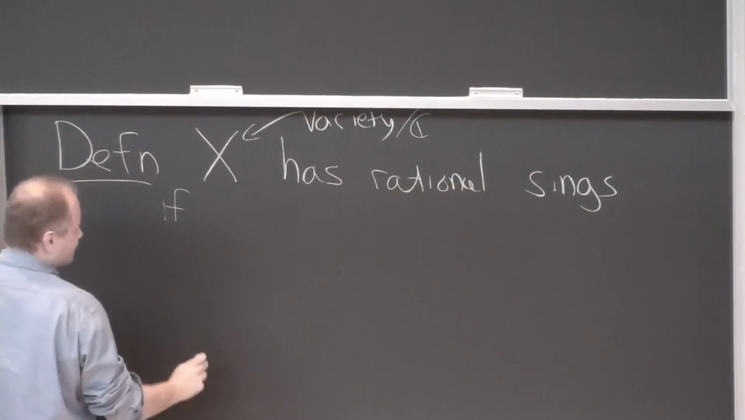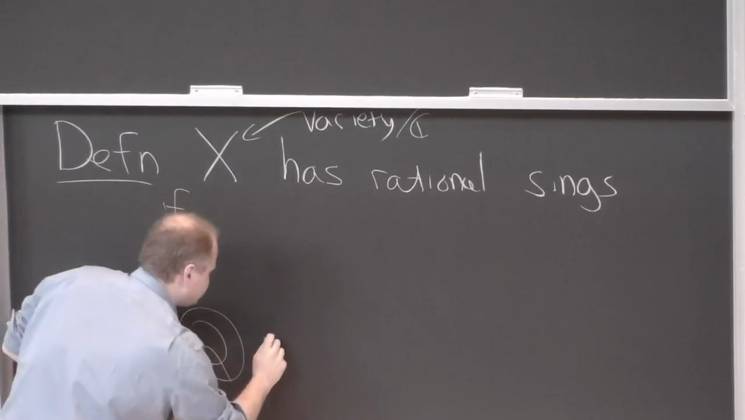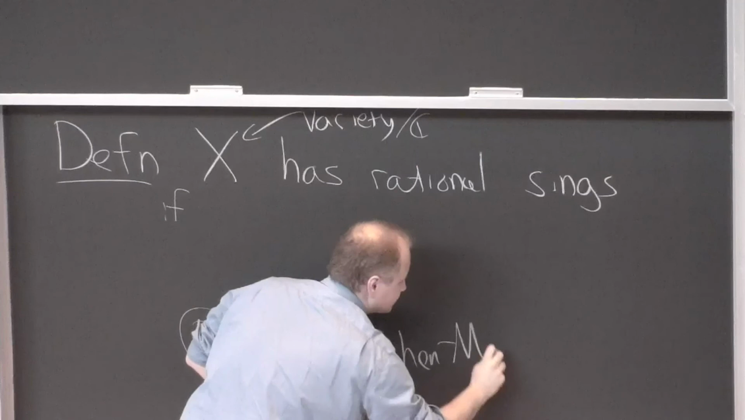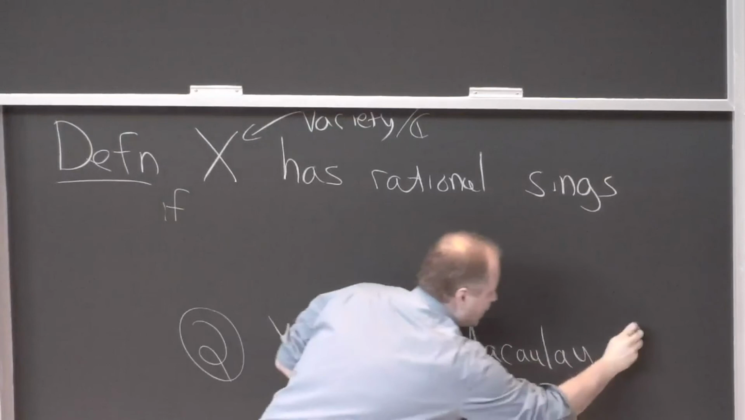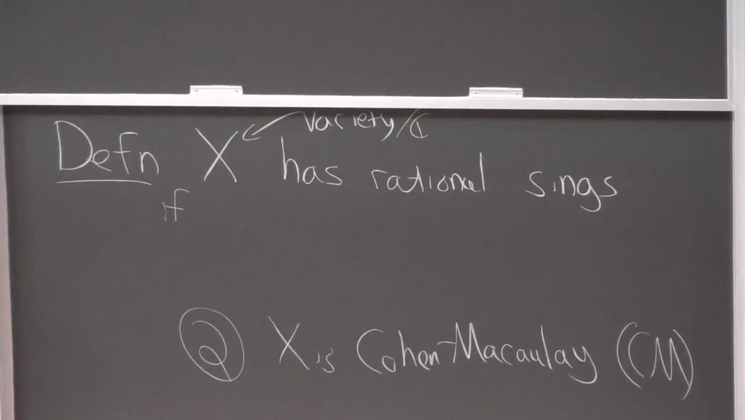If, okay, it satisfies two properties. I'm going to write number two first because it's less important. X is Cohen-Macaulay. And I'm going to abbreviate that sometimes by CM, which is not complex multiplication. So for me, that'll be Cohen-Macaulay.